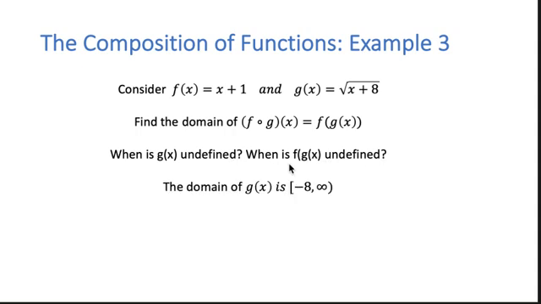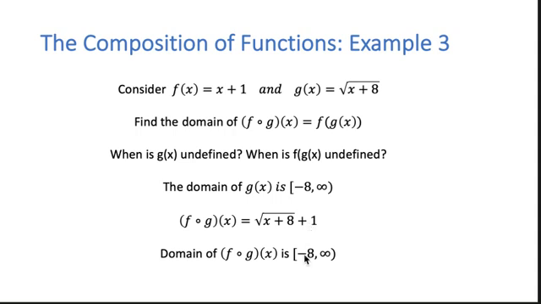And g of x is undefined when x is less than -8. So the domain of g of x goes from -8, and we can use -8 because we can find the square root of 0, all the way up to infinity. All right, so what about f of g of x? If we plug g into the f function, we get the square root of x plus 8, plus 1. And once again, that domain is -8 to infinity, and we can include -8. Okay, making sense, I hope.